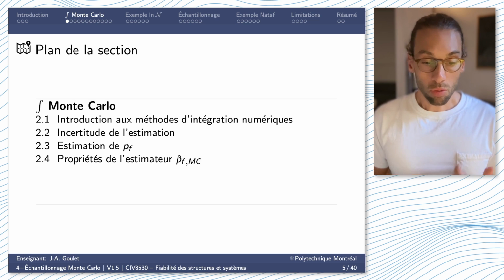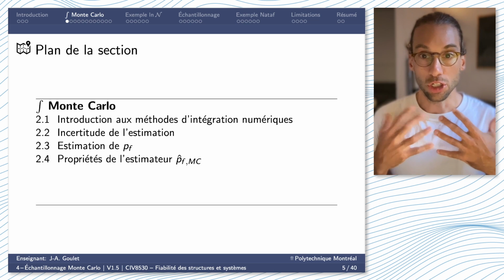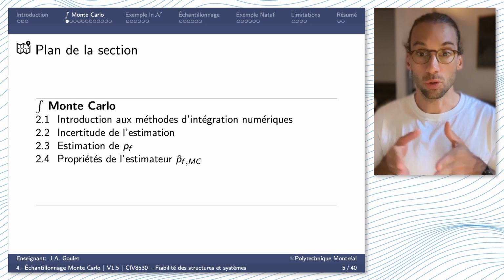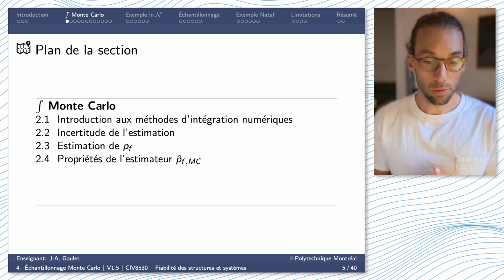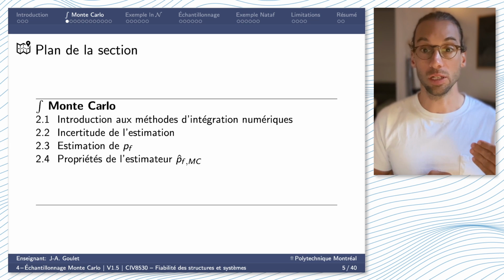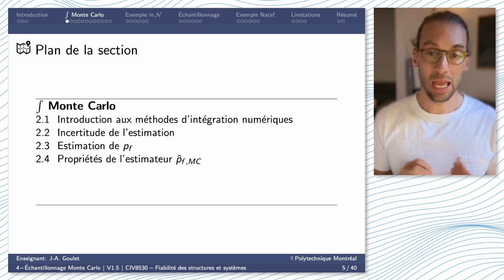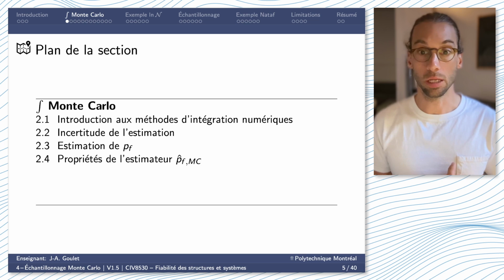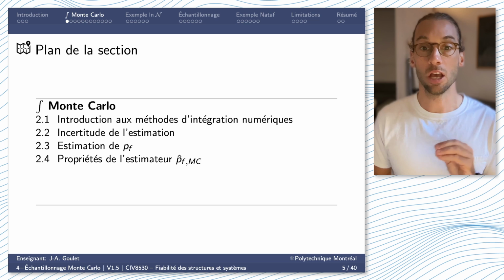So with Monte Carlo, we're going to see in a general way what a numerical integration method such as Monte Carlo is. How can we estimate the uncertainty associated with these numerical integration methods? How can we estimate the probability of failure using Monte Carlo integration? And finally, what are the specific properties of these numerical estimators?